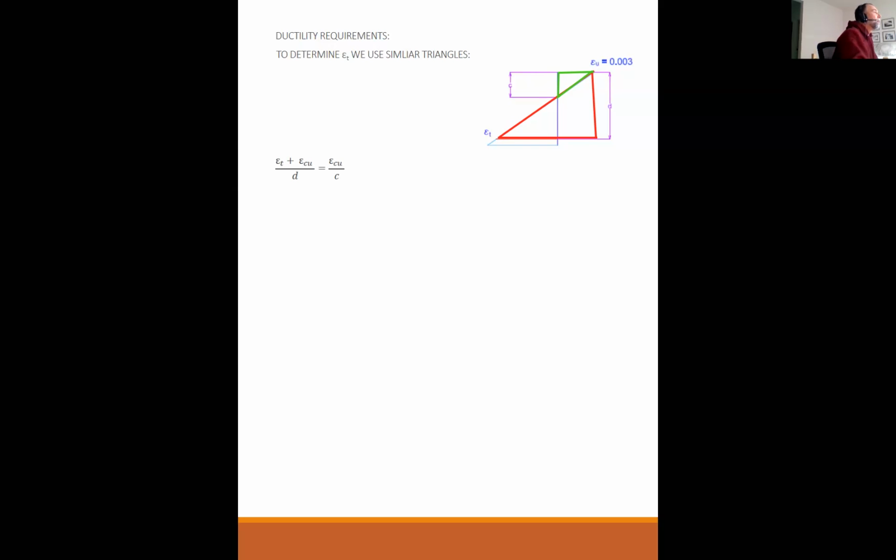Okay, so those two are equivalent, so then we can refine this, and we can say epsilon sub t is equal to d epsilon cu over c minus epsilon cu. Or we can say it is equal to epsilon cu times d over c minus 1. And epsilon cu is 0.003. So epsilon sub t is 0.003 times d minus c over c. You can use any form of these equations, but this is the one I'm going to use. So you have to know what c is, and you have to know what d is in order to find that.